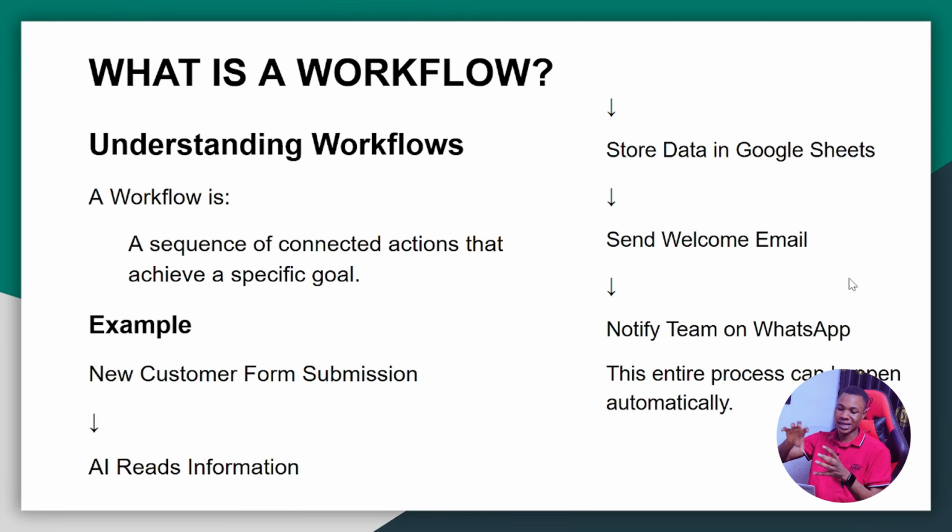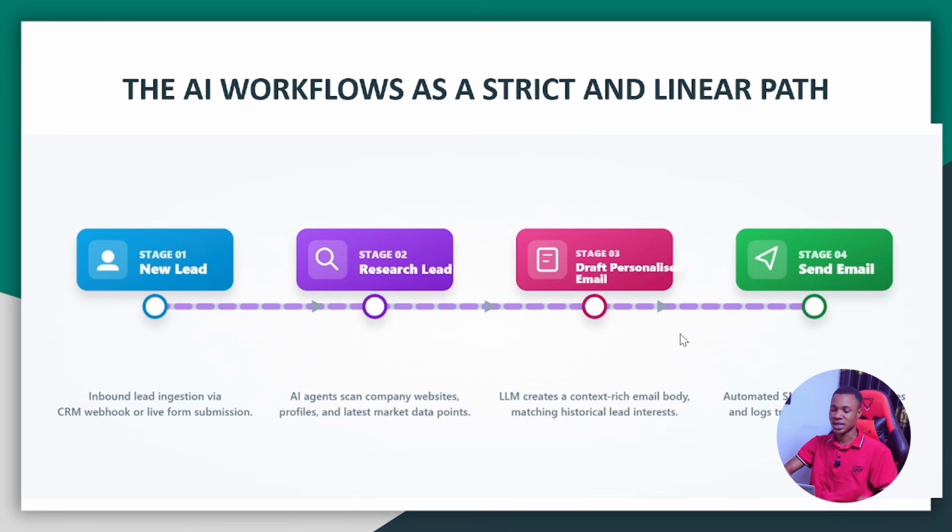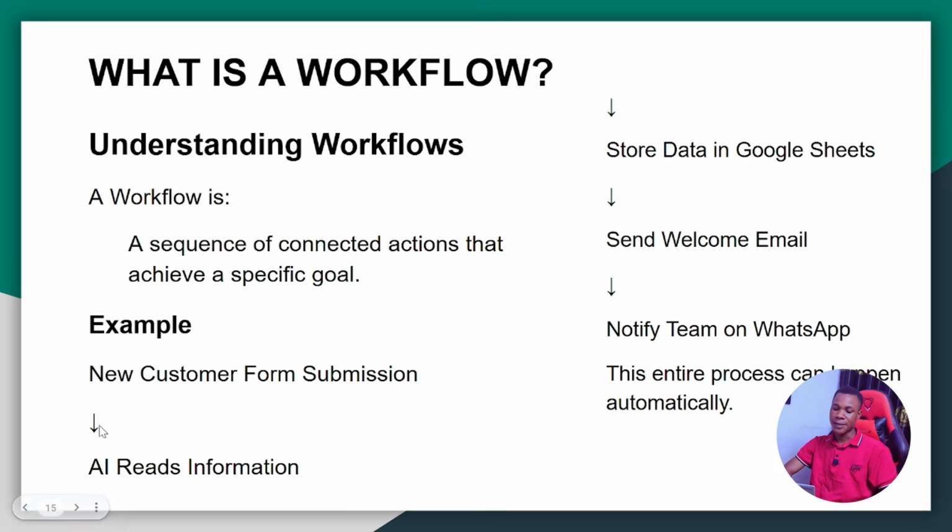A workflow is connected actions that achieve a specific result, and it always has the output at the end of it. Let's say, for example, a new customer fills a form, AI reads the information, stores the data in Google Sheet, sends a welcome email, and notifies the team on WhatsApp. All these processes are what we call the workflow. It moves from filling the form to notifying the team on WhatsApp.